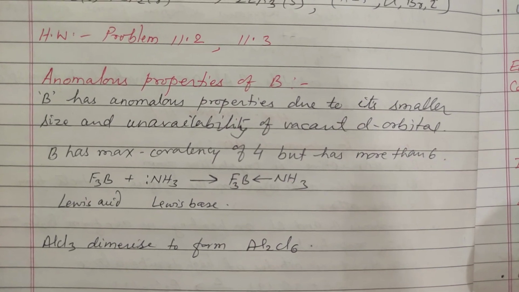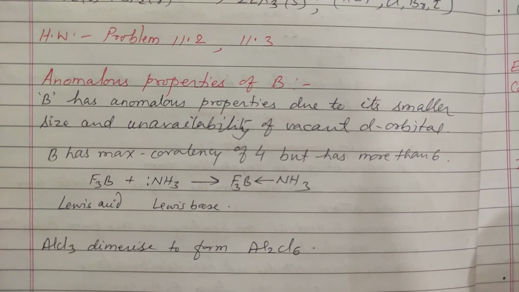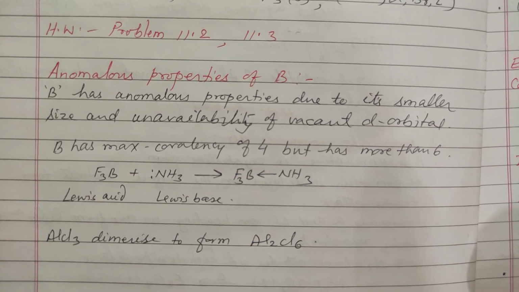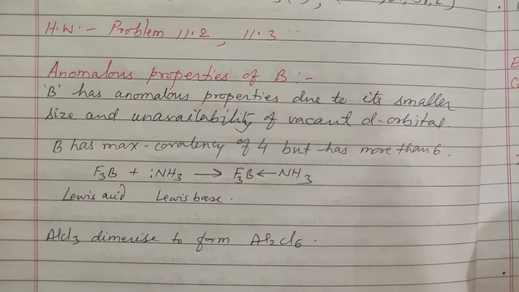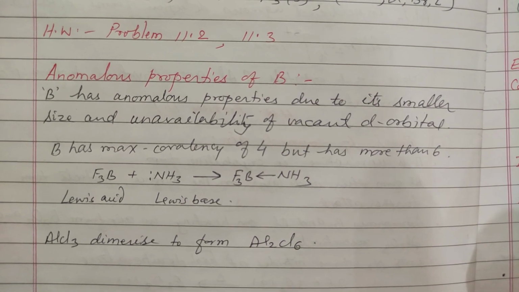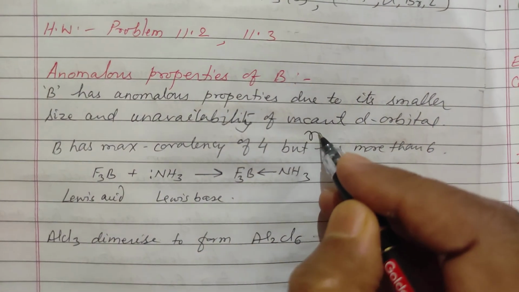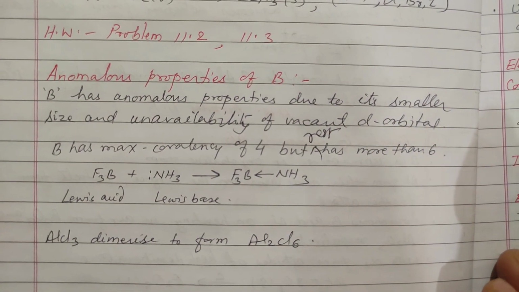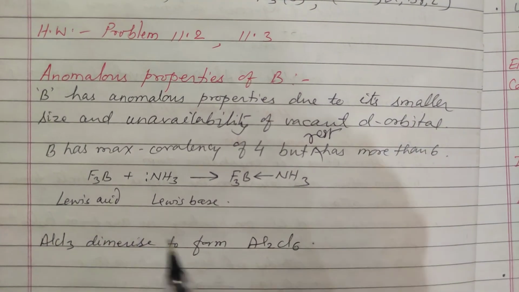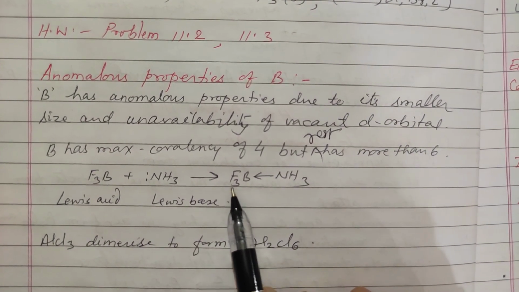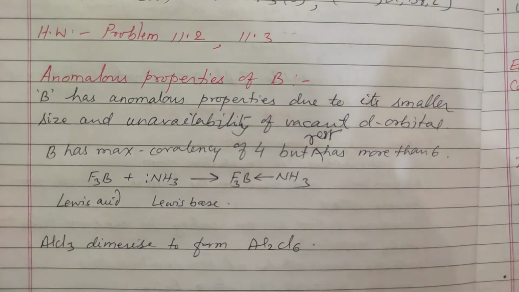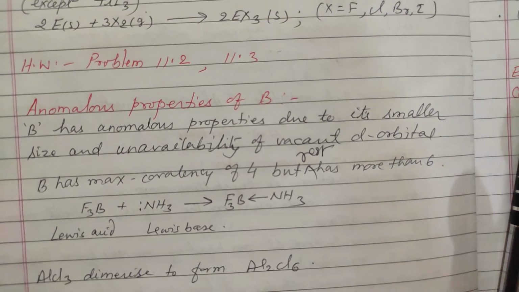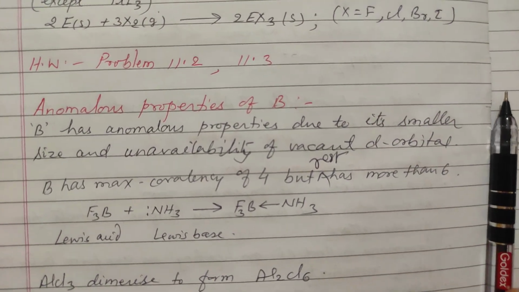Anomalous behavior of boron. Boron has anomalous properties due to its smaller size and unavailability of vacant d orbitals. Boron has a maximum covalency of 4, but the rest can have more than 6 due to the presence of vacant d orbitals. BF3 plus NH3 gives F3B←NH3, with a coordinate bond. AlCl3 dimerizes to form Al2Cl6. So these are all about group 13.